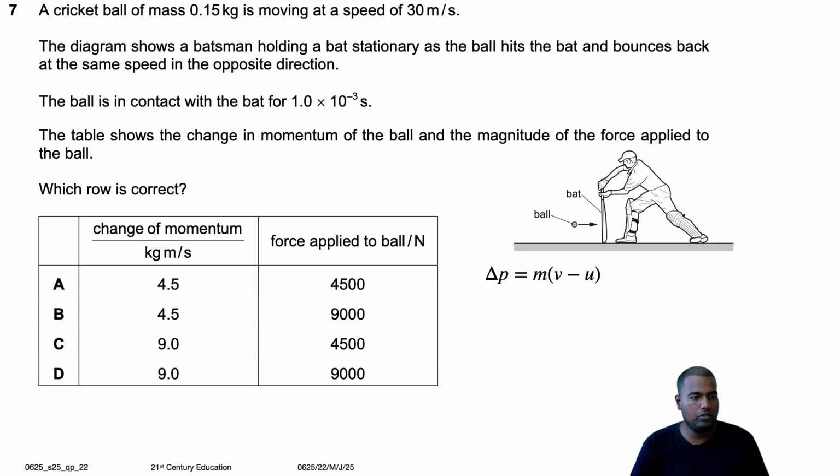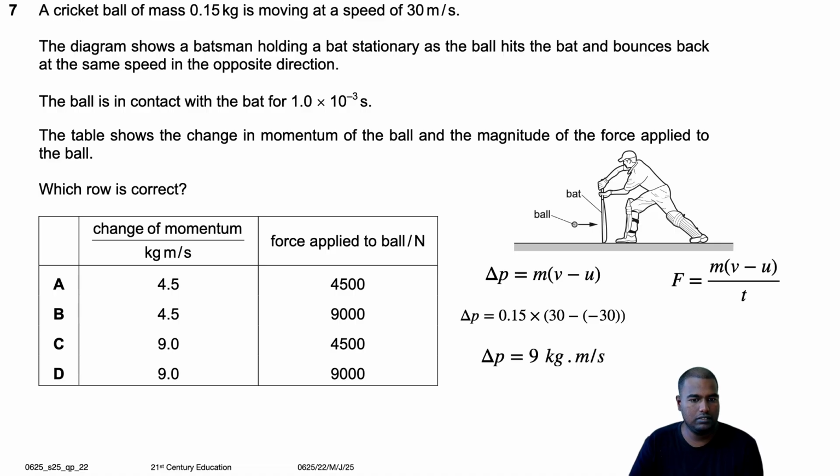So it's mass 0.15 into 30, the final velocity going in this direction as positive, minus the initial velocity, which is negative. Sorry, minus 30. So 30, final velocity, minus of minus 30. So it's 30 plus 30, 60. 60 into 0.15 is 9 kilogram meters per second. Now we have found the change in momentum. We also know that force is change in momentum divided by time. So we just have to take the time, 1 millisecond, and divide the value by it. So 9 divided by 1 millisecond is 9000 Newton. Option D.